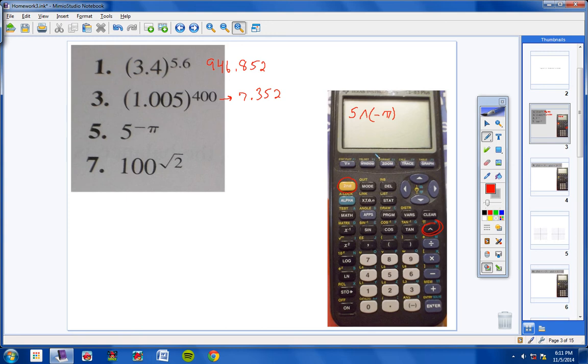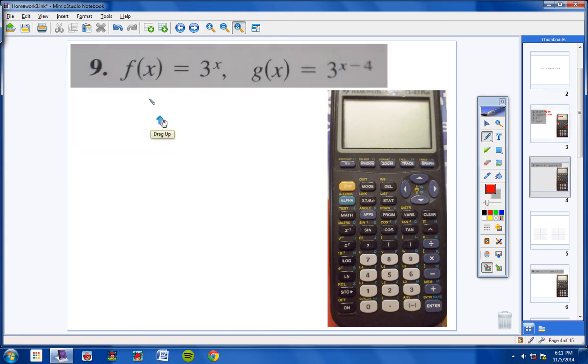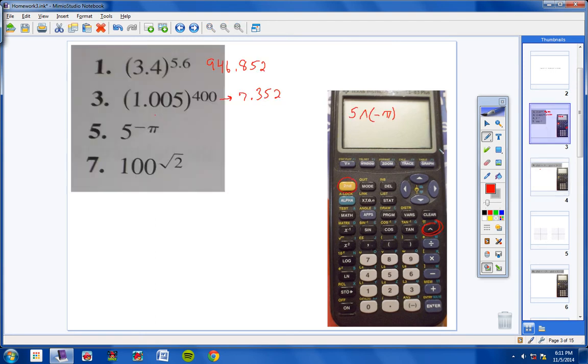Let me see here. 5, let me get mine typed in here. It's the wrong button. Hold on one second. Negative pi, and the answer should be 0.00636979292. So if you round that to 3 decimal places, you will get 0.006.